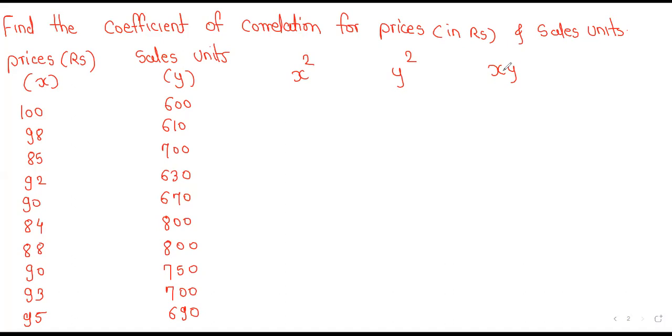Okay, then next value is 90, comma 670 m plus, 84, comma 800 m plus, 88, comma 800 m plus, 90, comma 750 m plus, 93, comma 700 m plus, and the last one is 95, comma 690 m plus. Okay, n is equal to 10, right?